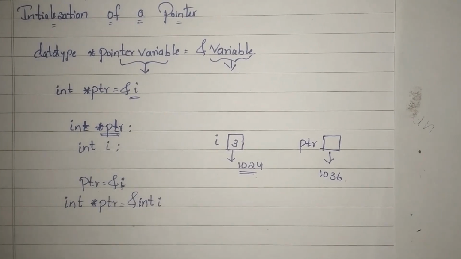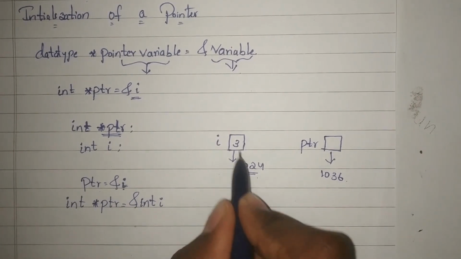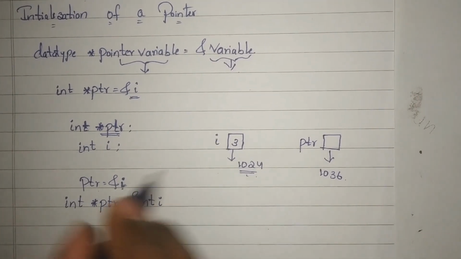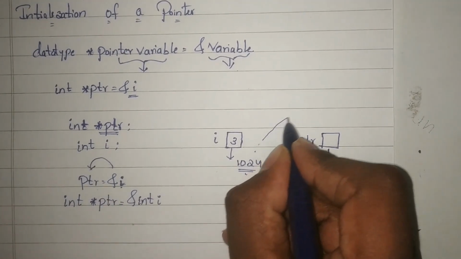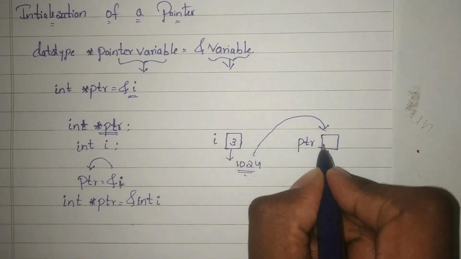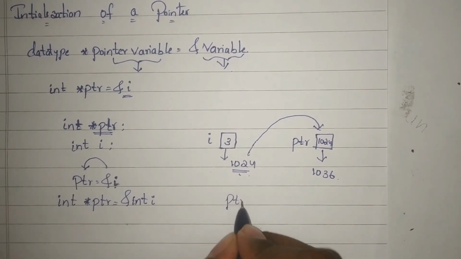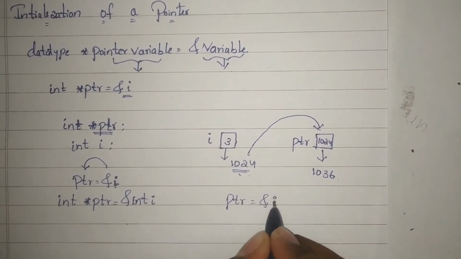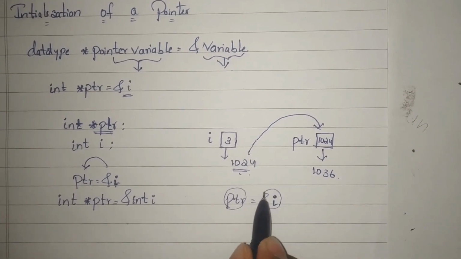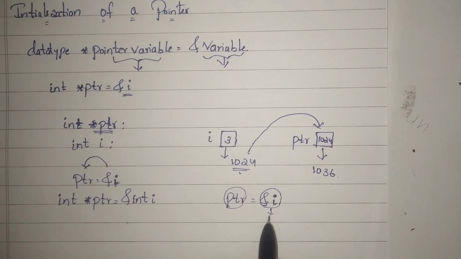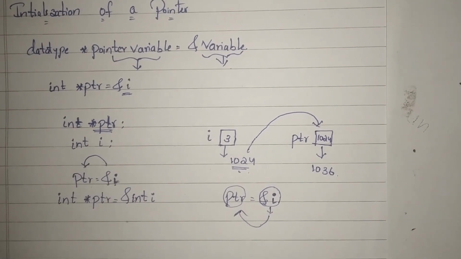mean? It means the address of the I variable, that is 1024, will be stored in the pointer variable. This is how exactly it works, that is ptr is equals to ampersand I. This one is the pointer variable and this one is the variable. The address of the variable will be stored in the pointer variable. This is how exactly we can initialize the pointer.